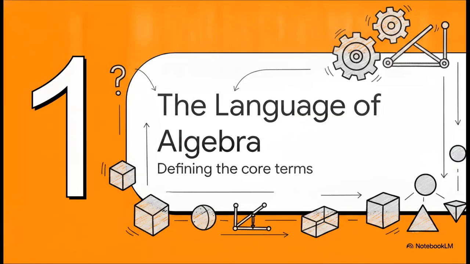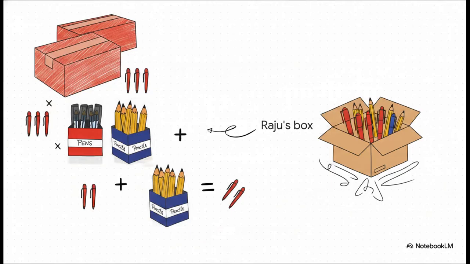Because before we can build our mathematical machine, we really need to understand our raw materials. To anchor this in reality, let's look at a scenario directly from our source chapter. Imagine a guy named Raju going to a shop. The shop owner tells him, hey, these red sealed boxes always contain exactly 4 pens each, and the blue ones, they have exactly 5 pencils each. Now let's say Raju decides to buy some boxes, but we don't know exactly how many. He buys a certain number, let's just call it X, of red boxes, and a certain number, we'll call it Y, of blue boxes. And as a bonus, the shopkeeper throws in 3 extra pens for free.